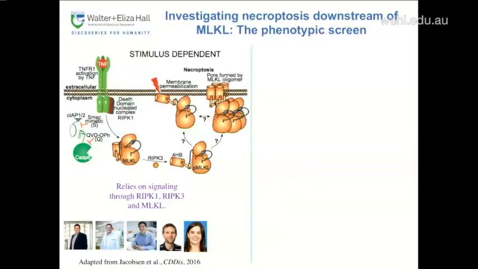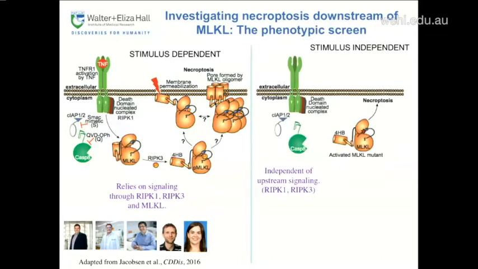There was a stimulus-dependent screen that was performed on cells that had been treated with a necroptotic stimulus, which was a SMAC mimetic to block the cIAP activity, a caspase inhibitor to block the caspase activity, and TNF to push the signalling pathway to get the phosphorylation of MLKL by RIP3. And then there was also a stimulus-independent screen, using an activated MLKL mutant that could cause cell death independent of the upstream signalling, RIP1 and RIP3.